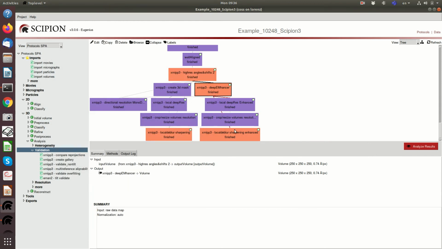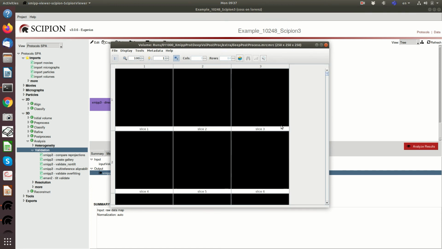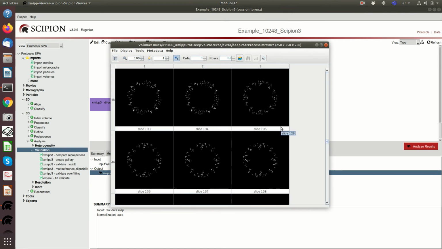We have recently introduced a new algorithm that we call the deep EM enhancer. This algorithm learns from PDB structures how macromolecular features like alpha helices and side chains and beta sheets and so on look like, and then it takes this input and applies this previous knowledge, and the result is again also very clean. We can see it here, so you can see that it is really clean.